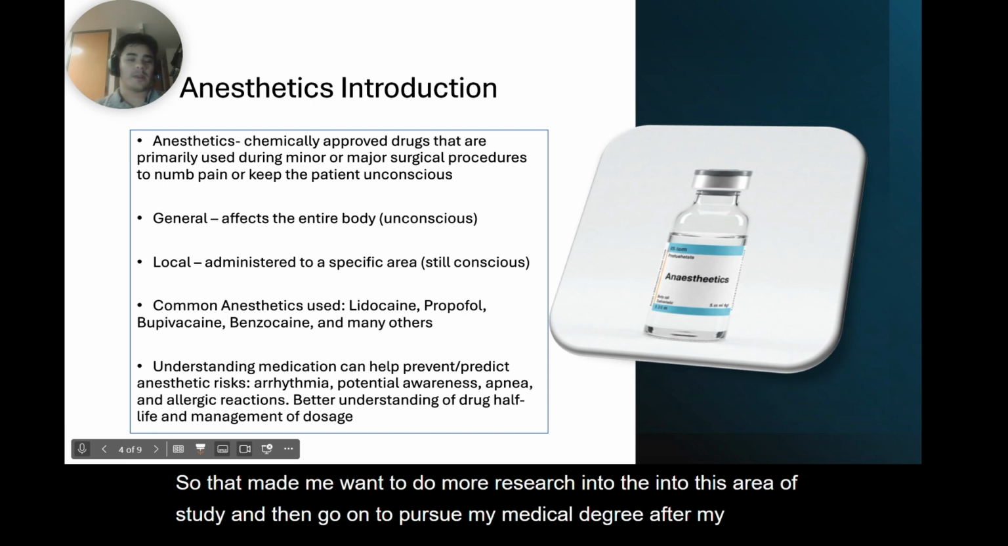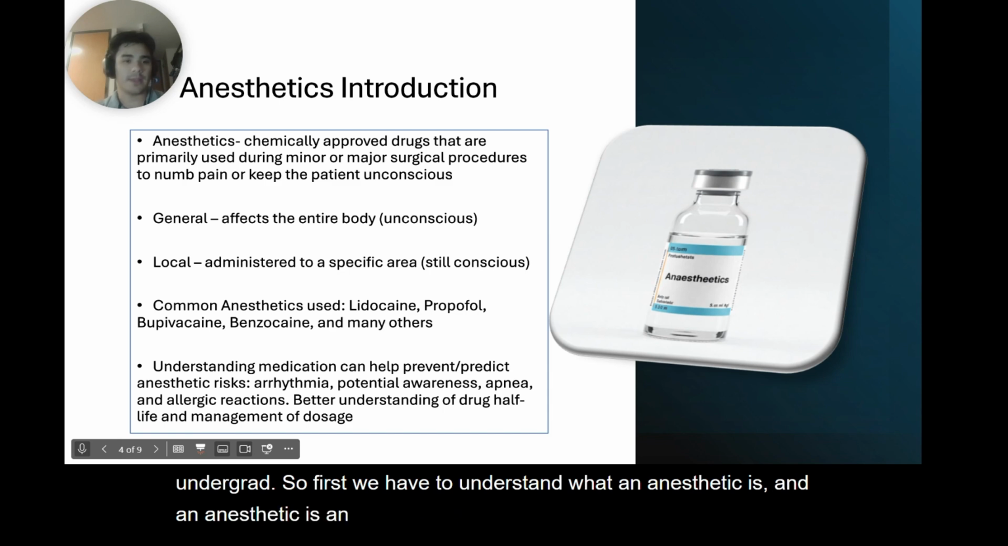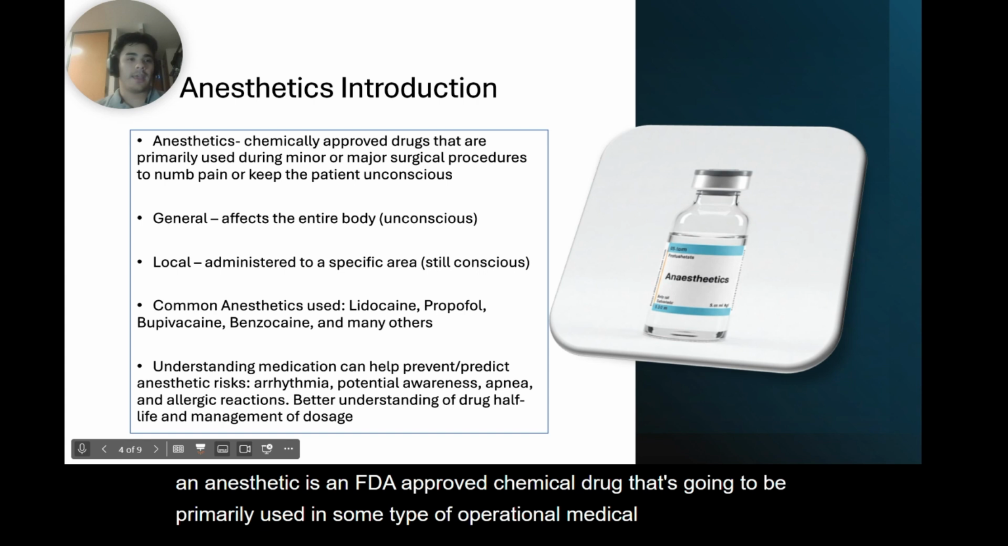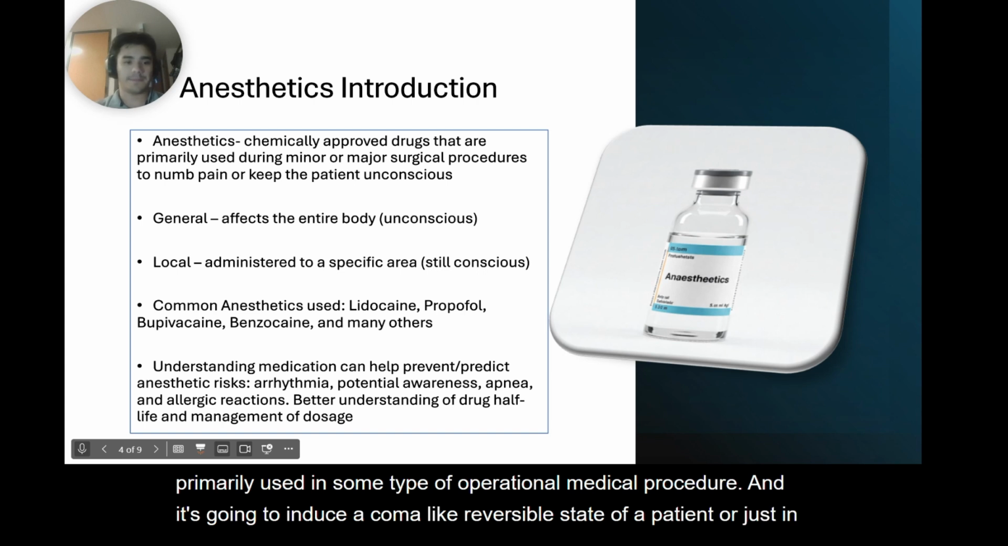So first, we're going to have to understand what an anesthetic is. An anesthetic is an FDA-approved chemical drug that's going to be primarily used in some type of operational medical procedure, and it's going to induce a coma-like reversible state of a patient, or just in general numb any type of pain.